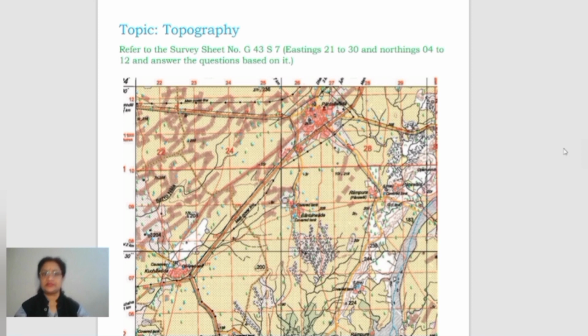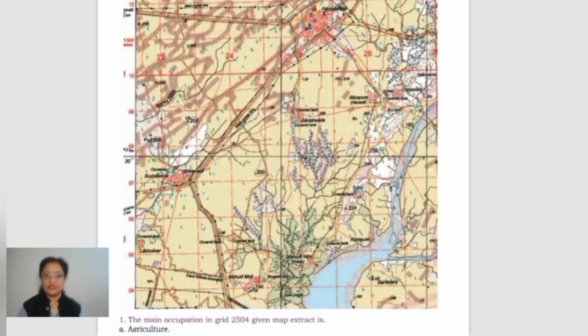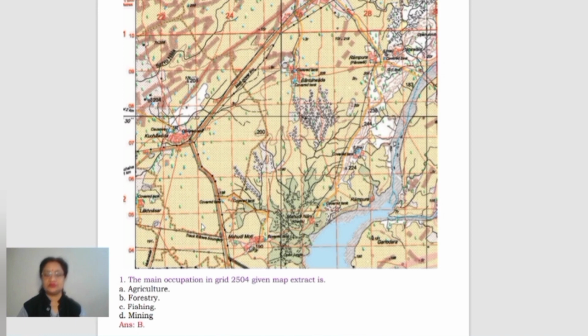You can see there is a topo sheet in front of you and its number is G43S7, and it is an extract of the topo sheet number G43S7. It is just from Eastings 21 to 30 and Northings 4 to 12. Now the questions are based on this only.